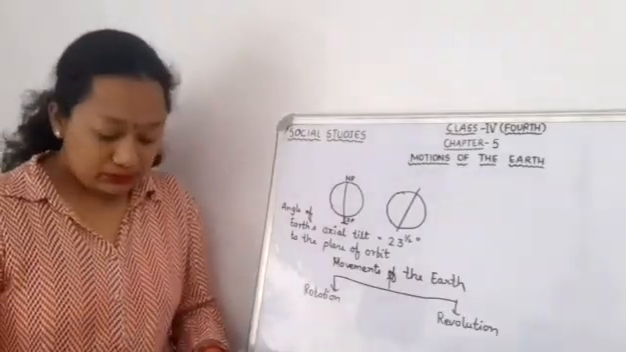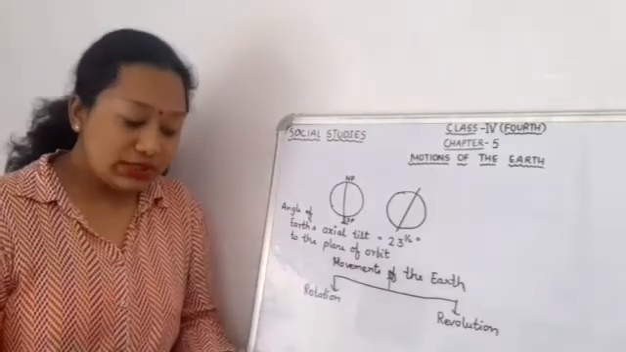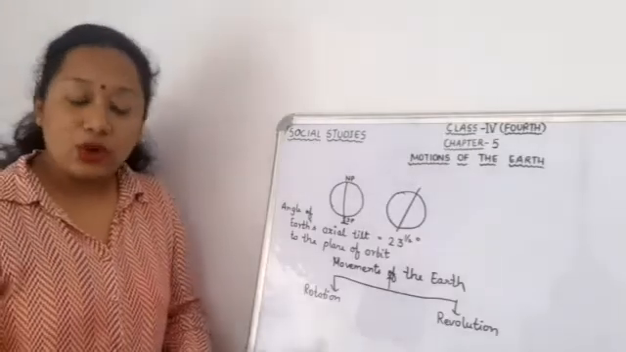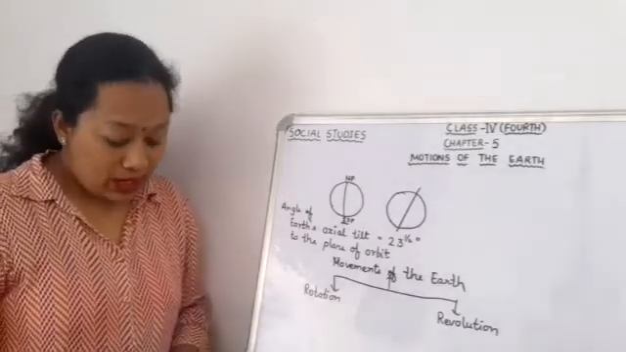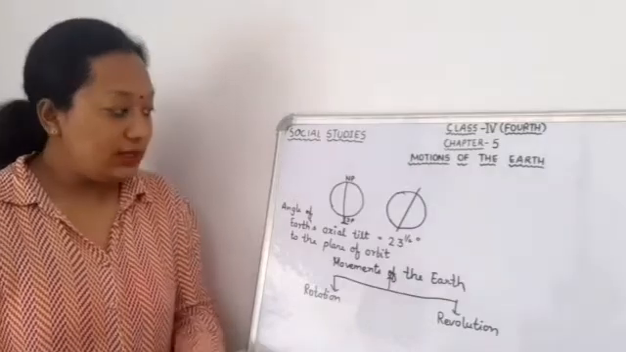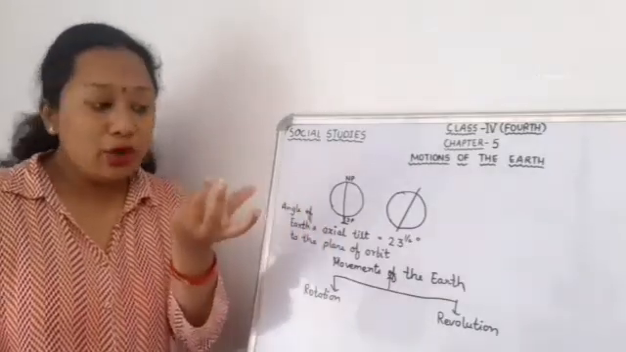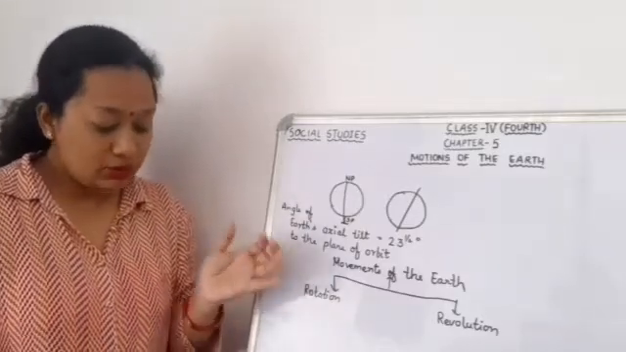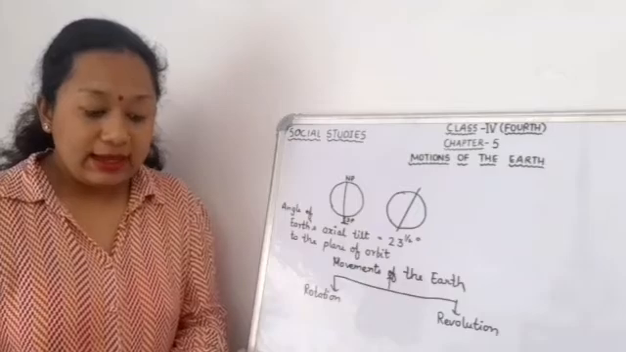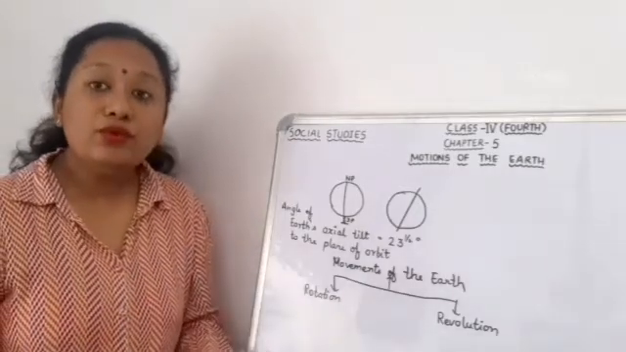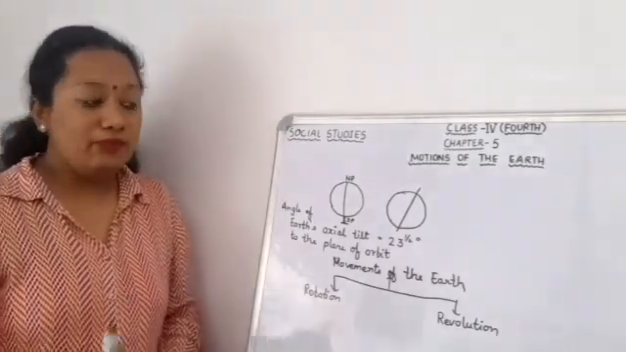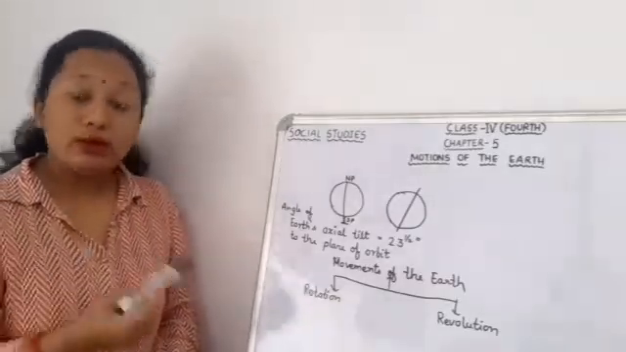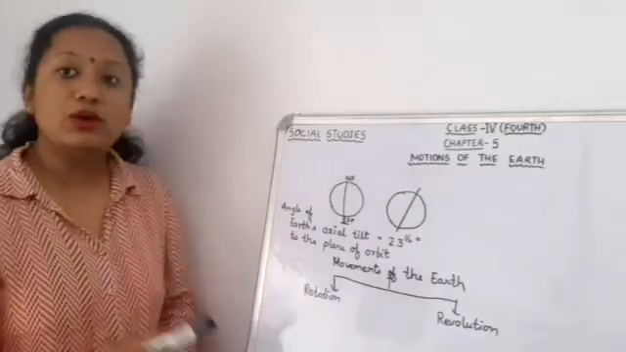What is rotation? Rotation means the spinning of the Earth on its axis. Like I told you about the top, which rotates on its axis, the Earth also moves on its axis, which is called rotation. The movement of the Earth around the sun on its orbit, not its axis, on its path, is called revolution.